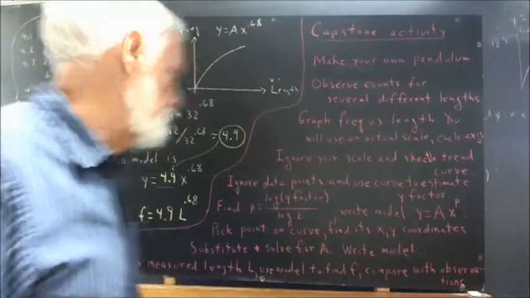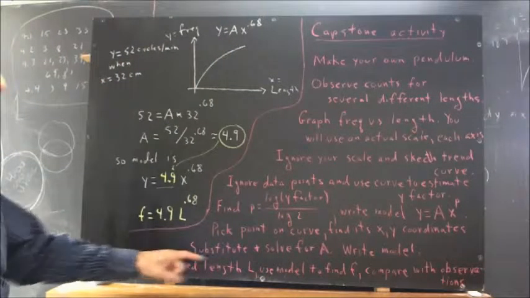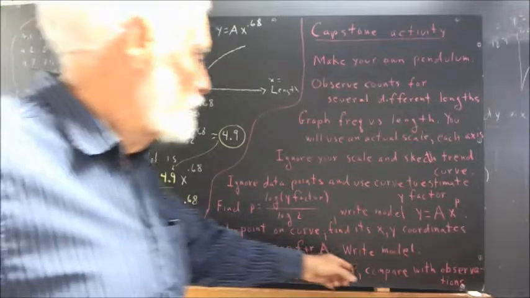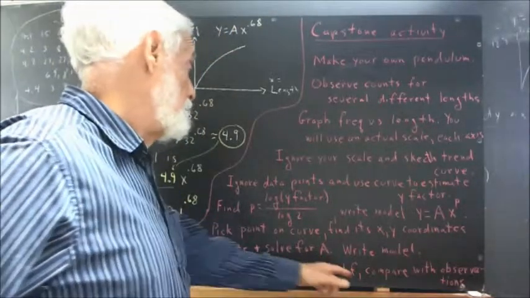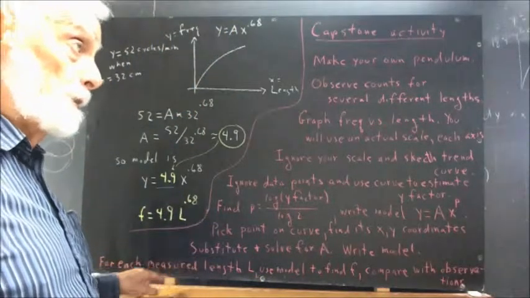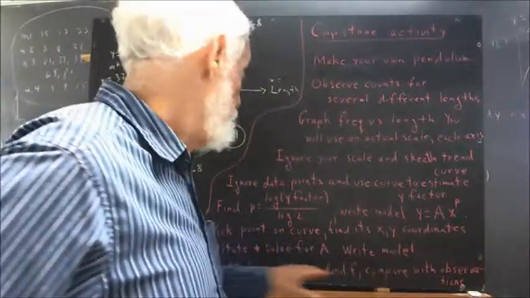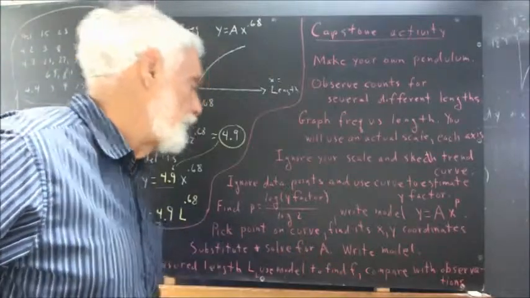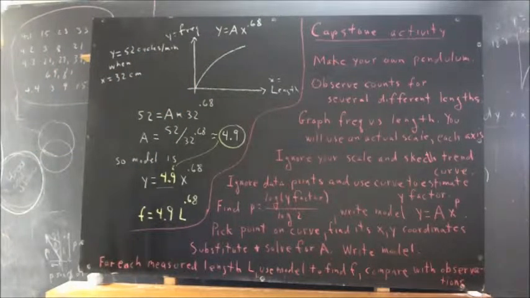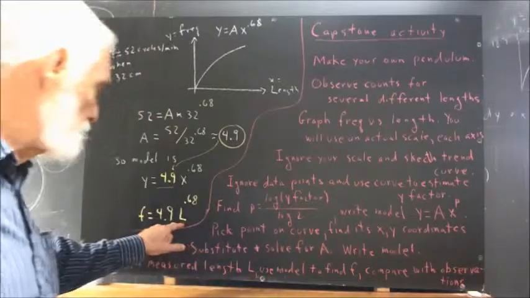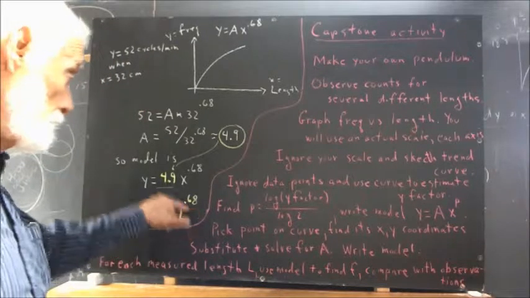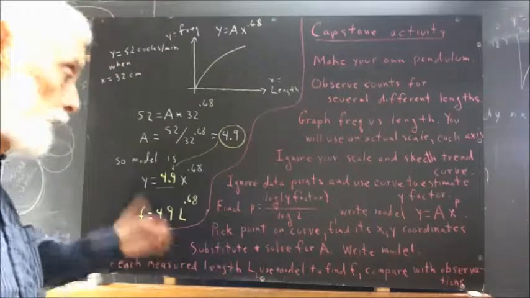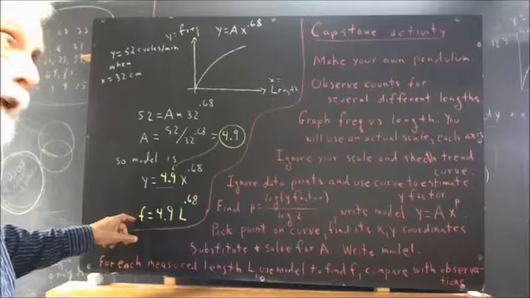And then there's one more step. For each measured length L, you want to use the model to find the frequency. Now, you observed a frequency for each of your measured lengths. Okay, and we're going to compare what the model says with what you observed. But we use the model to find f, or to predict f. So that means we plug the length in, whatever your model is, whatever your power is, whatever your coefficient here is. You plug in the length and you do the calculation and you get a frequency.